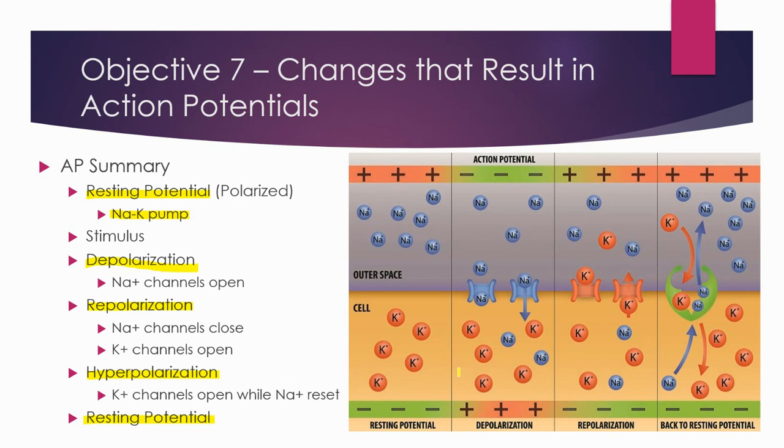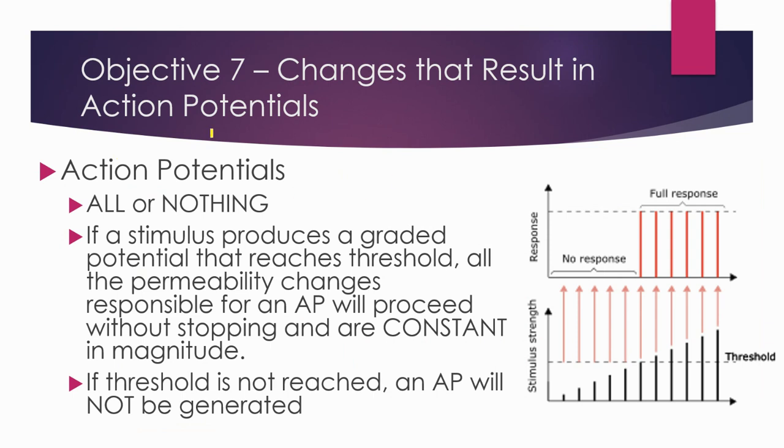And all of this is happening in a fraction of a second. We don't even have to think about it. It's automatic. These are moving so quickly along that axon. Now the action potentials are all or nothing. If that threshold is met, that action potential is going to be produced, and it's going to be constant all the way down the axon. So the number of action potentials and the strength of those action potentials is going to be steady all the way down the axon. However, if the threshold is not met, then there will be no action potential at all. So it is all or nothing.